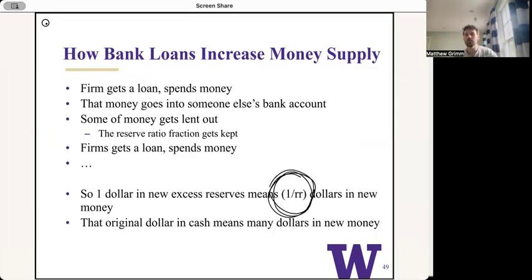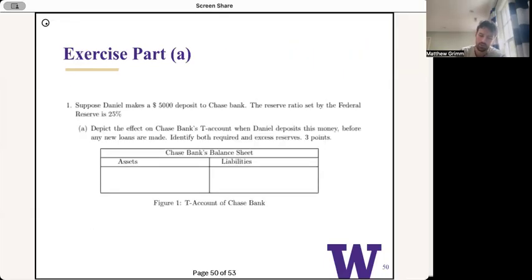So the firm is going to get a loan. They're going to spend money. That money goes to somebody else's bank account. Some of the money gets lent out because it's in a bank, this financial intermediary. It's not underneath the pillow. So with that money, the firm gets a loan, and then they spend money, and the process continues and continues. So the original dollar in cash means many dollars in new money. And it's all determined by this nice formula right here.